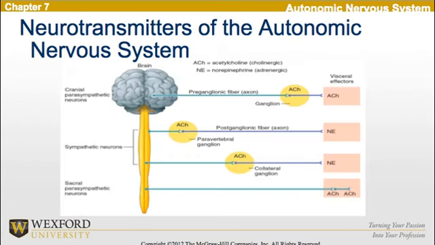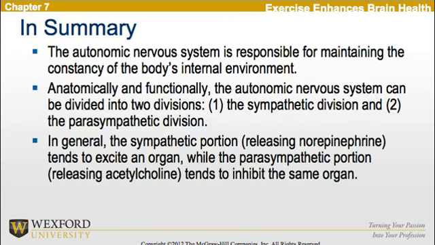Here you will see a diagram of the neurotransmitters of the autonomic nervous system. As always, these diagrams for more detail are in your textbook. In summary, the autonomic nervous system is responsible for maintaining the constancy of the body's internal environment. Anatomically and functionally, it can be divided into two divisions, the sympathetic division and the parasympathetic division. In general, the sympathetic portion, releasing norepinephrine, tends to excite an organ, while the parasympathetic portion releases acetylcholine and tends to inhibit the same organ.